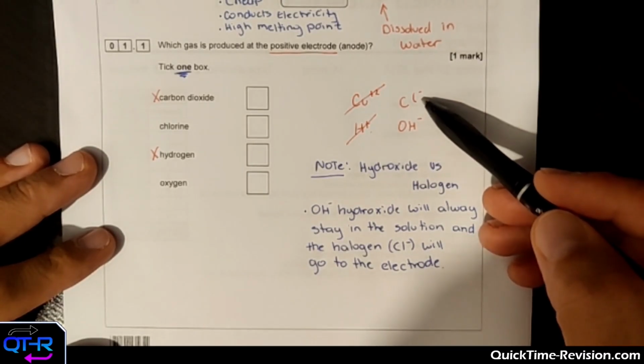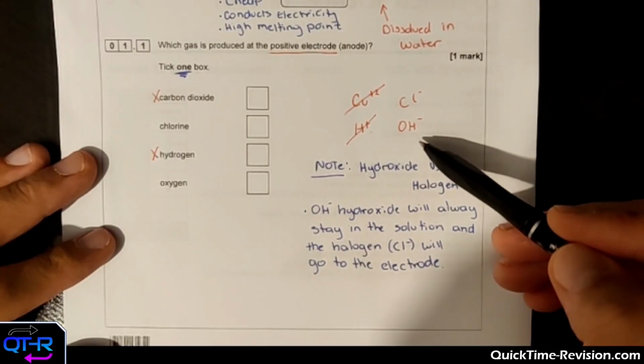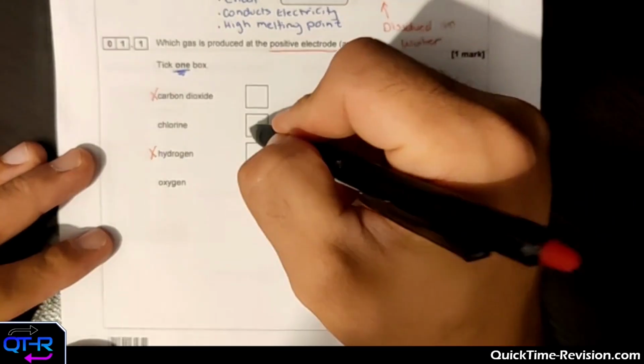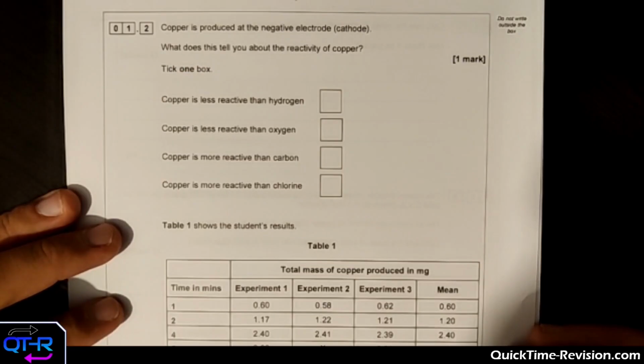There's going to be a competition between the two, but in this case it's going to be the chlorine, the one that is going to go to there. Sometimes you can get oxygen out of the OH, but this is not one of those cases. So your answer for question 1.1 would be chlorine.